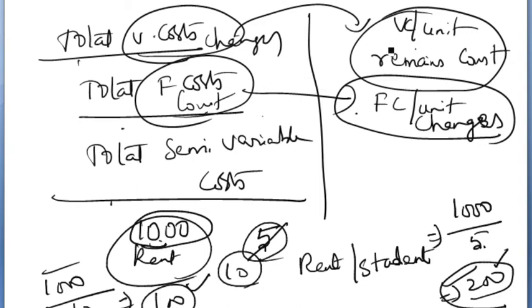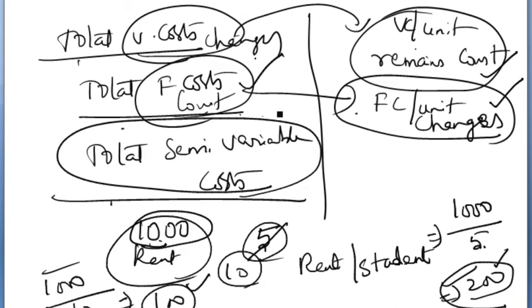This you keep that in mind. So variable cost in total changes. Variable cost per unit remains constant. Fixed cost in total remains constant. Fixed cost per unit changes. I hope you guys have got it. Semi-variable cost shows a weird behavior that we'll see later. Okay, right. Now come back, Nana.